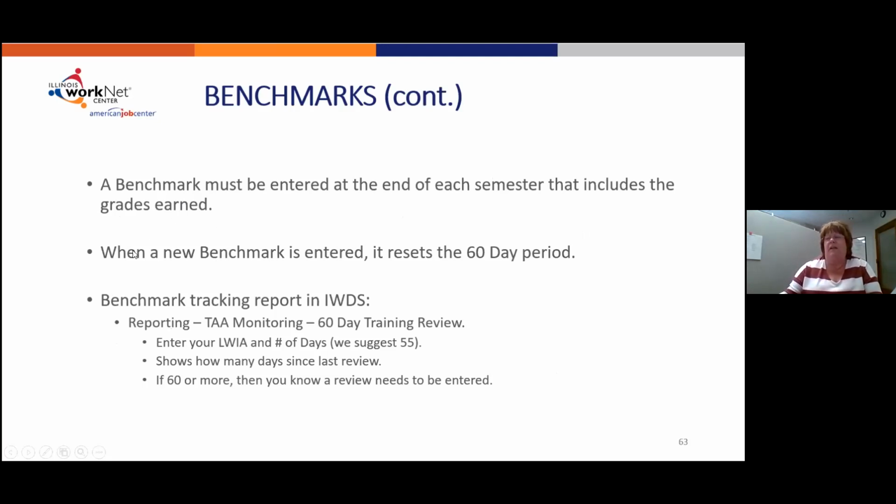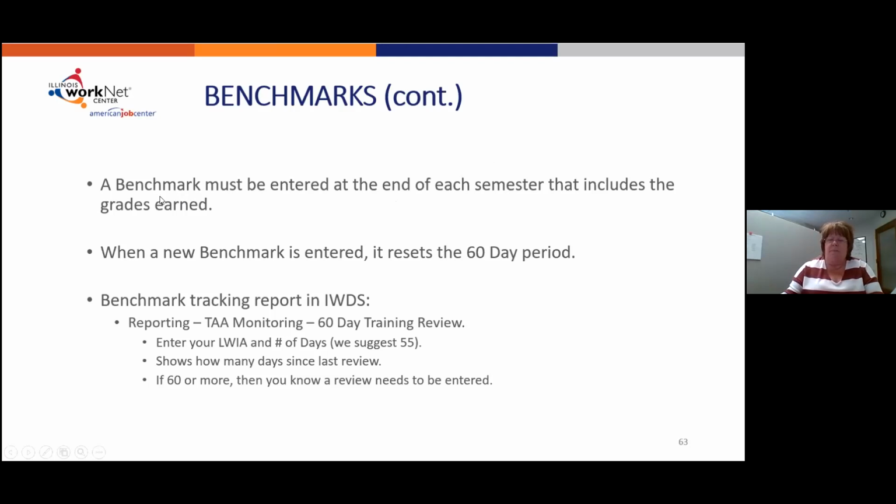Benchmarks need to be entered at the end of each semester, in addition to the regular 60-day benchmarks. This is one area that we see not happening a lot. These benchmarks need to include the grades that were earned for that semester. And each time you enter a benchmark, it resets the 60-day period. But we want to see these end of semester ones. We need to know how that person is progressing through that program, and what grades they're earning.